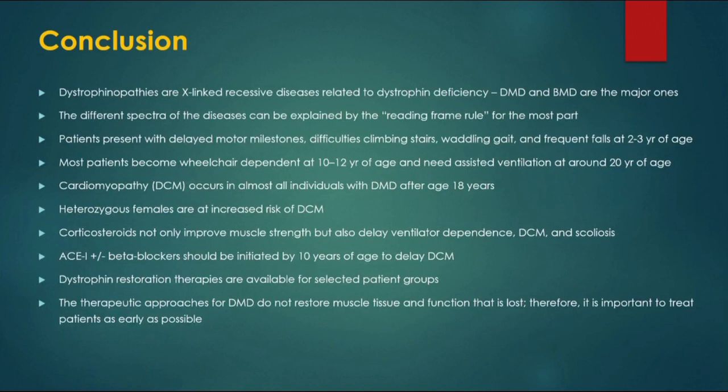Most patients become wheelchair dependent at 10 to 12 years of age and need assisted ventilation at around 20 years of age. Cardiomyopathy occurs in almost all individuals after 18 years of age, and heterozygous females are at increased risk of DCM. Corticosteroids not only improve muscle strength, but also delay ventilator dependence, dilated cardiomyopathy, and scoliosis. ACE inhibitors, with or without beta blockers, should be initiated by 10 years of age to delay DCM. And dystrophin restoration therapies are available for selected patient groups who have selected mutations.